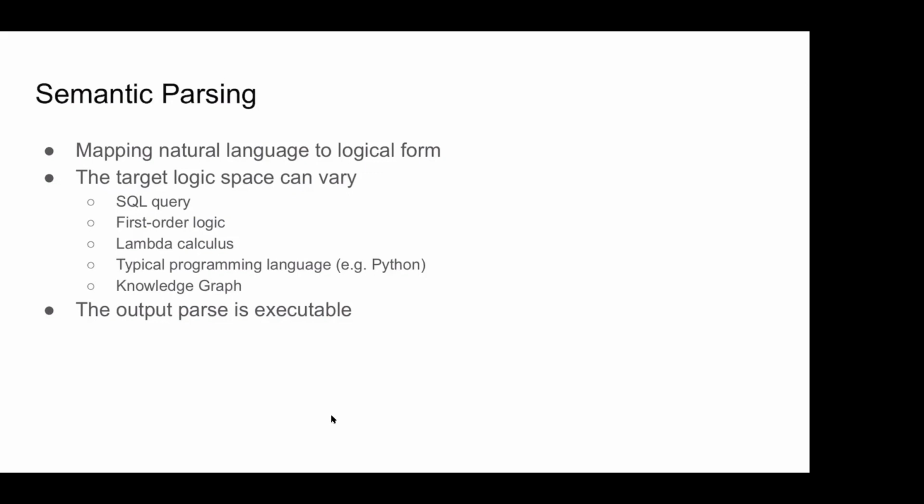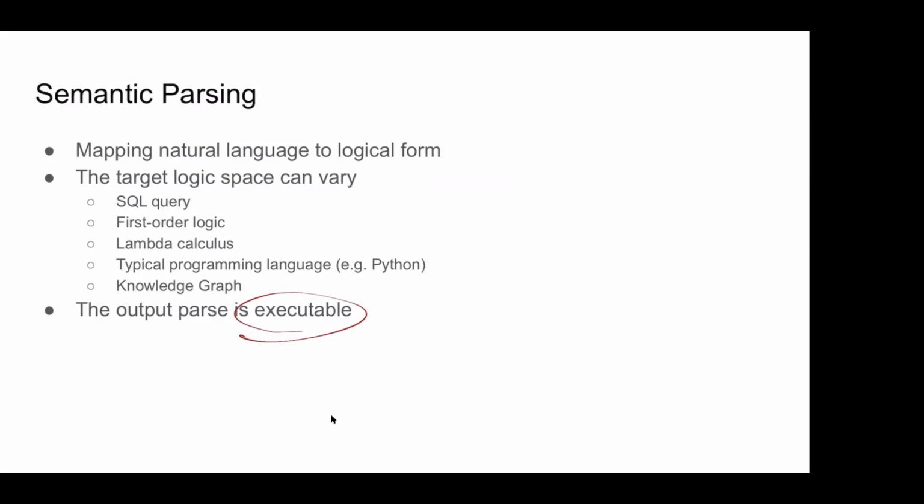So what is semantic parsing then? Is it different from syntactic parsing? At first glance, it looks pretty similar in a sense that you're mapping natural language to some structured format. In semantic parsing, we call it logical form. And the really important thing in semantic parsing is that, whatever the target logic space is, what really matters is that the output parse has to be executable. That's a very important thing. It's exactly the point of semantic parsing. You want to translate a natural language sentence into something executable by a machine.